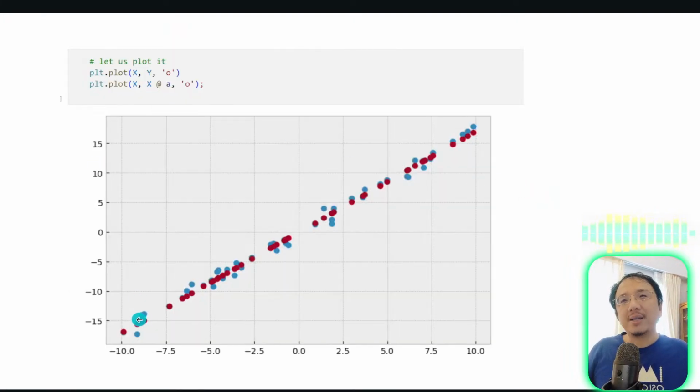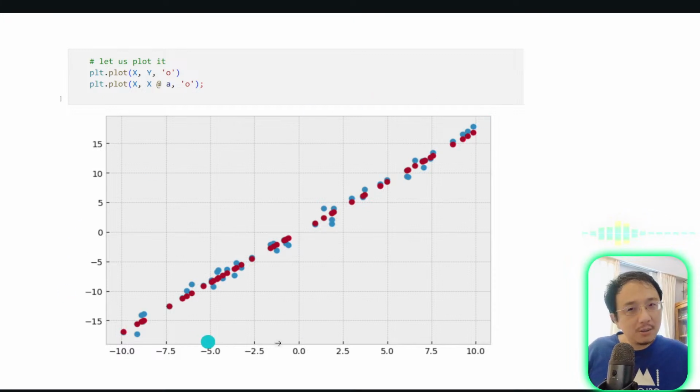So let's plot it to see how good our prediction is. The red ones are predictions, and the blue ones are the actual data that we generated. We're using the same X, and you can see that there are some differences, but they are pretty close. And of course, you can observe that all the red dots are lying perfectly on a straight line.